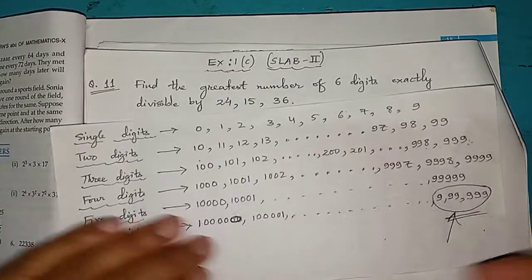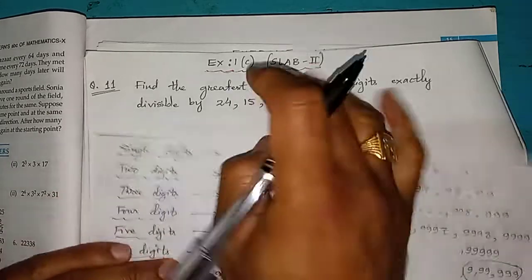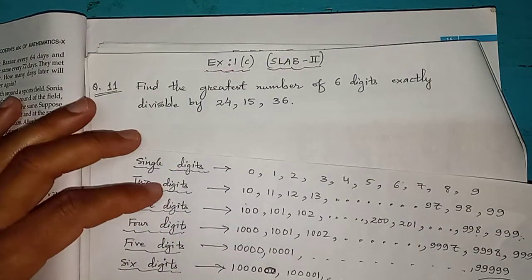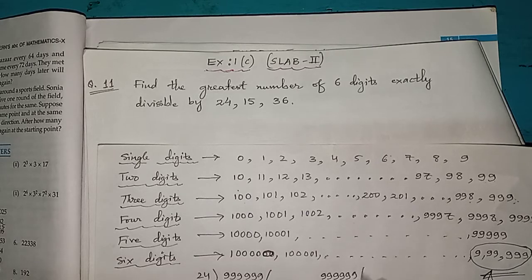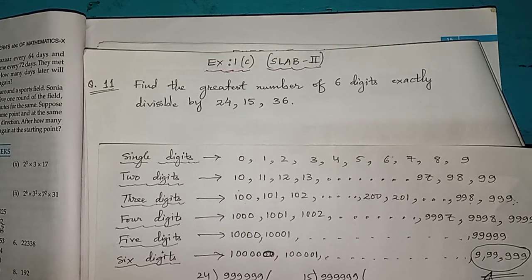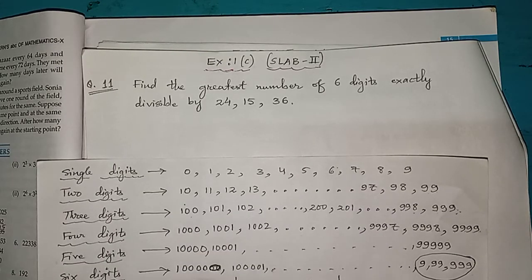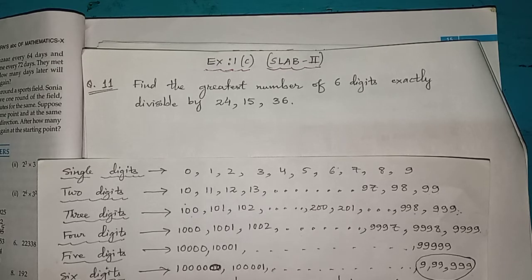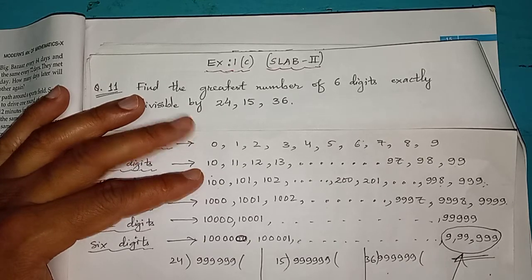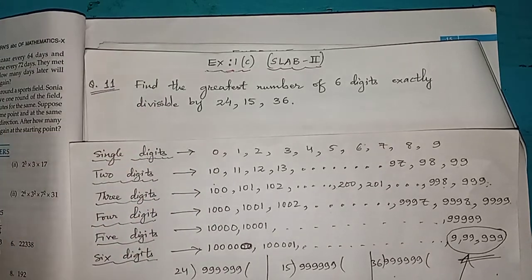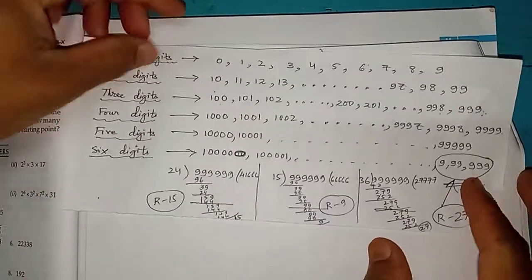Let's check whether we can divide 9,99,999 by 24, by 15, and whether we can divide this 9,99,999 by 36. So if the remainder comes 0, then we can divide. If the remainder doesn't come 0, it means we cannot divide. Okay, so let's see. I'll do the division and I'll show you the answer directly. So students, I have done this division.